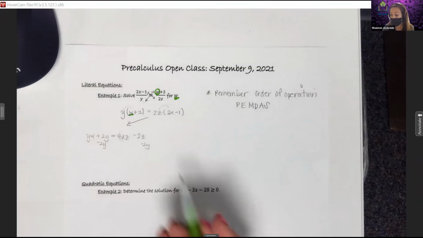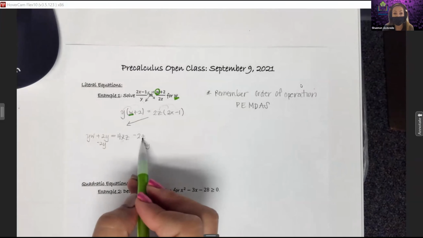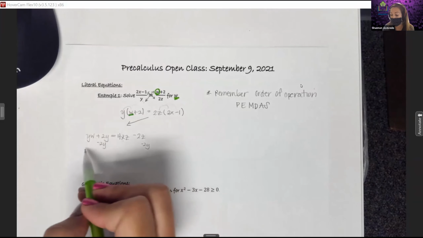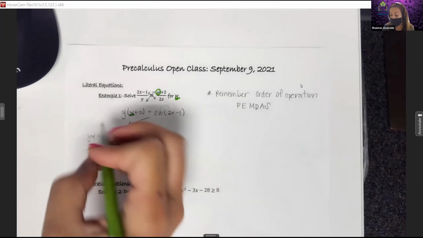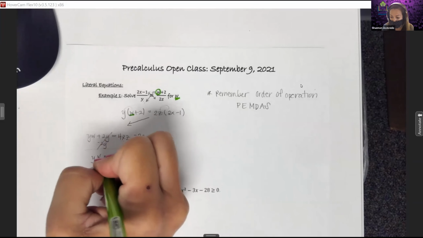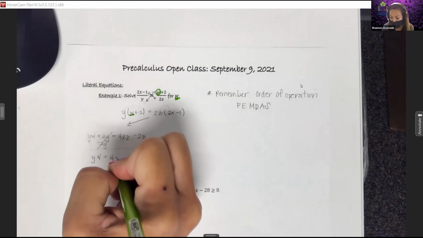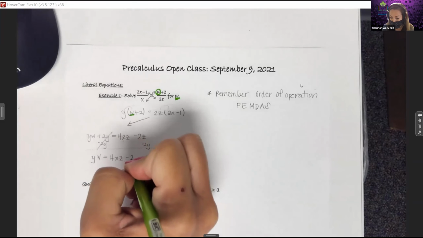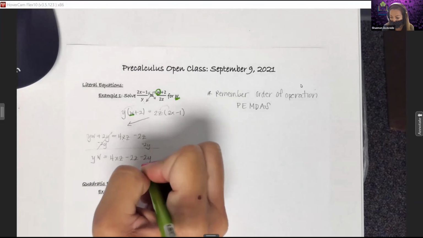There's no like terms there, so I can only combine if these are both z's. That's the only time I can combine it. So there's no like terms. So I end up with yw is equal to 4xz minus 2z minus 2y.